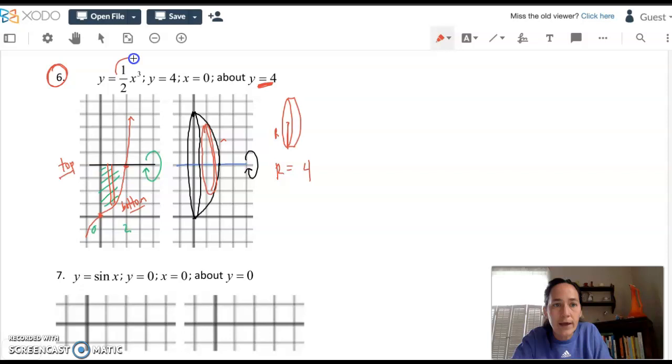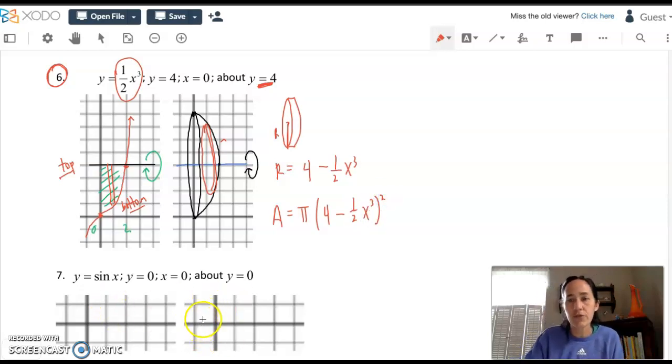Bottom function is y equals this expression, that curve. So minus 1/2 x to the third, top minus bottom. And that'll go straight into area equals pi r squared. So pi times that squared. I think what we just got through is the toughest part of this question. Even the integration shouldn't be too bad here.